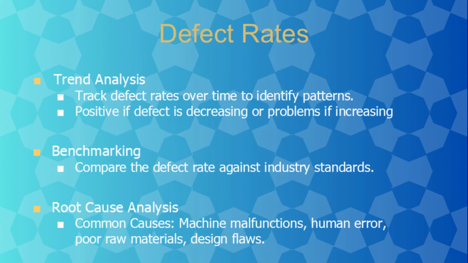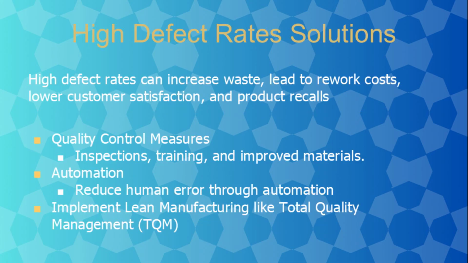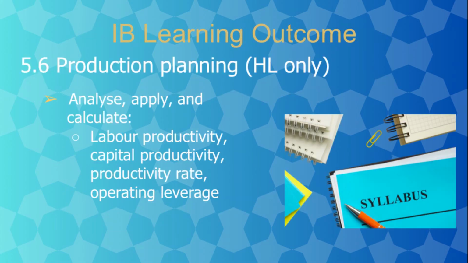There are several methods to analyze defect rates, including trend analysis, benchmarking, and root cause analysis. These methods help identify patterns, compare against industry standards, and determine the underlying causes of defects. High defect rates can lead to increased waste and costs. Solutions include implementing quality control measures, automation, and lean manufacturing practices like total quality management, TQM, to reduce defects and improve efficiency.